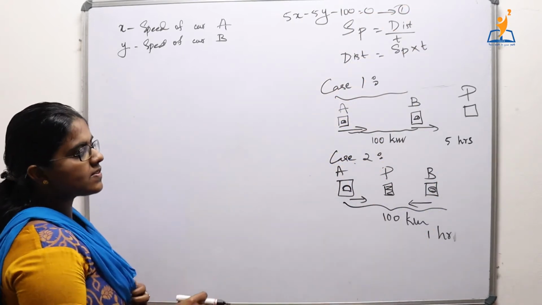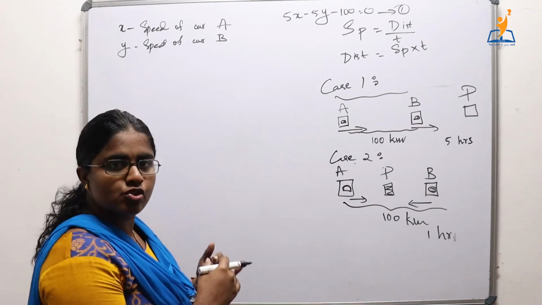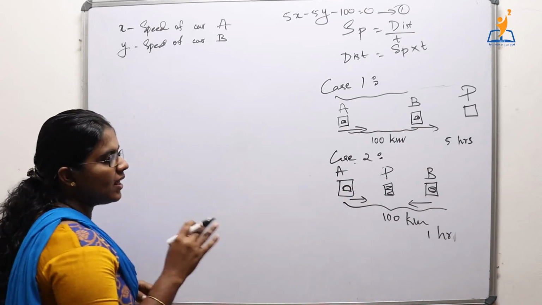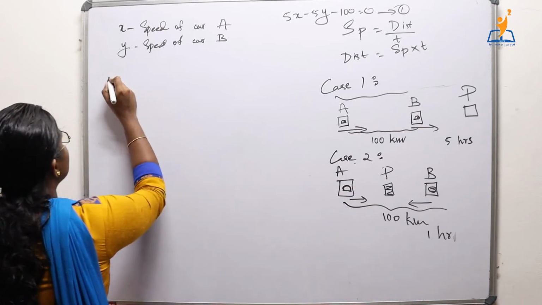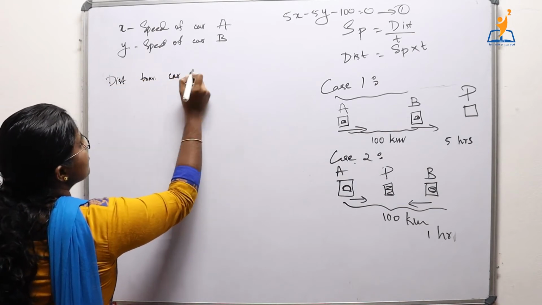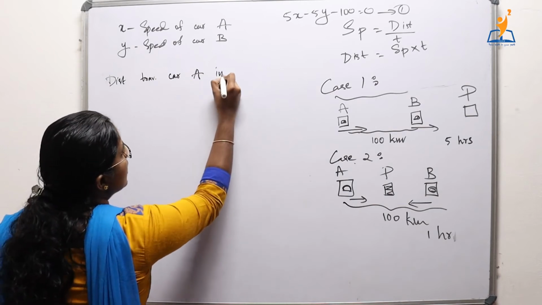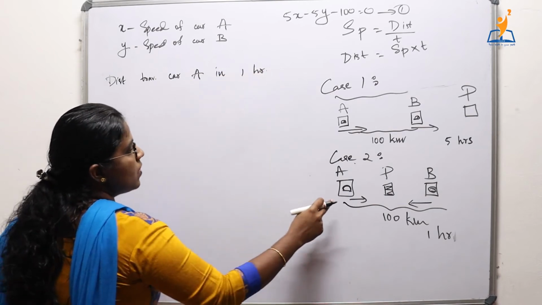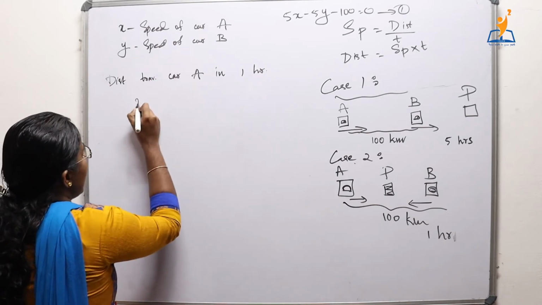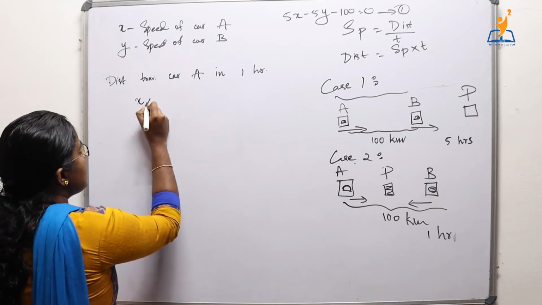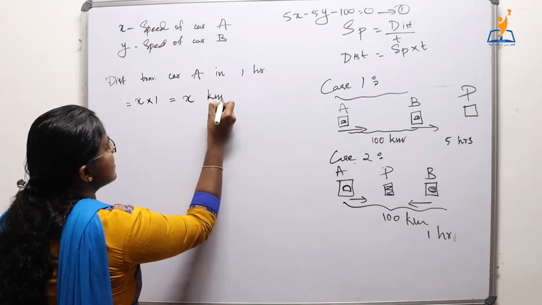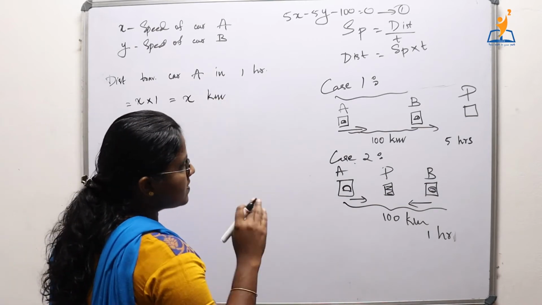In the second case, both the cars are traveling towards each other. So they meet at a point P by traveling 1 hour each. So what is the distance travelled by the car starting from A in 1 hour? The speed of the car starting from A is x kilometers per hour and the time taken is 1 hour. So 1 into x kilometers is the distance travelled by the car from A.